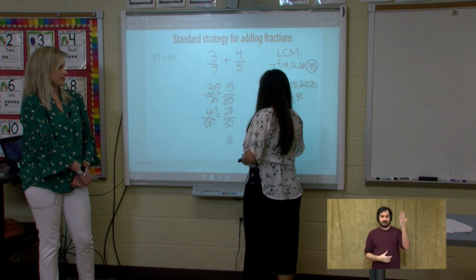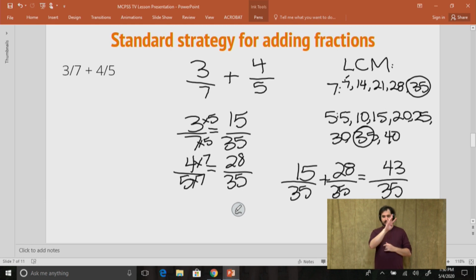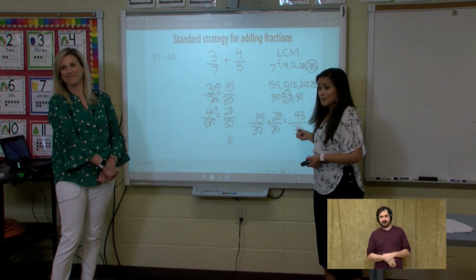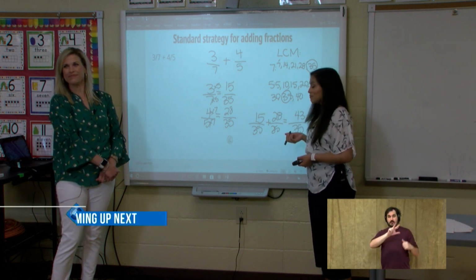So 15/35ths plus 28/35ths equals, well, what's this though? We have to add. If you can add in your mind, I encourage you to do that, but if not, then you can just add it up here real quick. That's going to give me 43 over 35. Now, obviously, 43 is bigger than 35, so I'm not going to leave it like that.